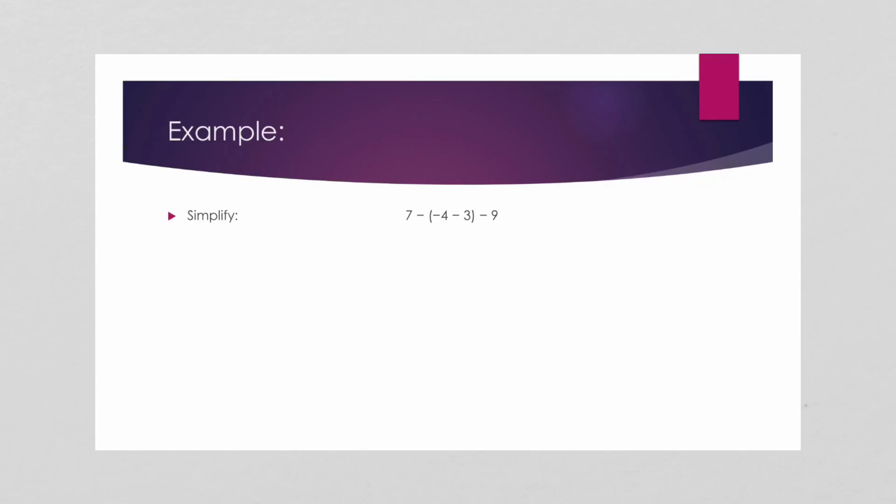Alrighty, last page. So this one, again, follow order of operations, do what's inside the parentheses first, so you would have 7 minus negative 4 minus 3, you could do change, change, which is negative 7 minus 9. Now this says 7 minus negative 7. We're going to do this from left to right. So 7 plus 7 is 14. And 14 minus 9 is 5.